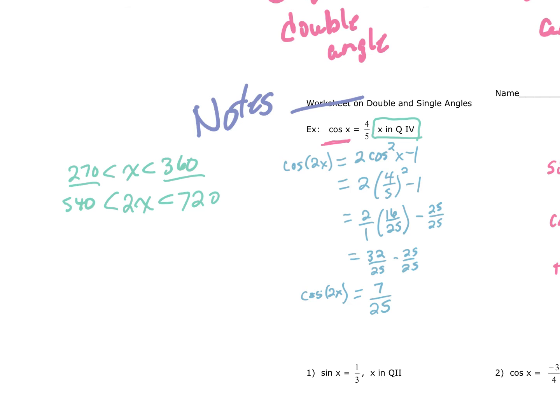So here's what's happening. 540 means we are rotating around 360 degrees, and then we're going another 180. So that's where 540 is.